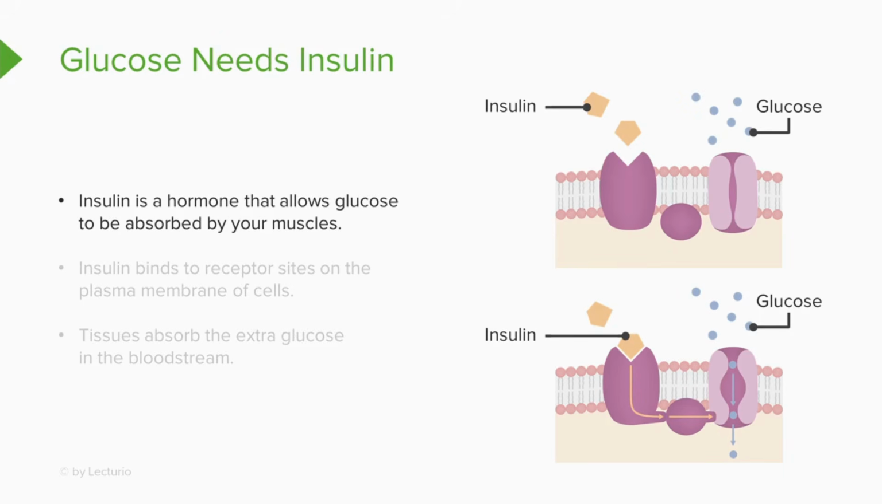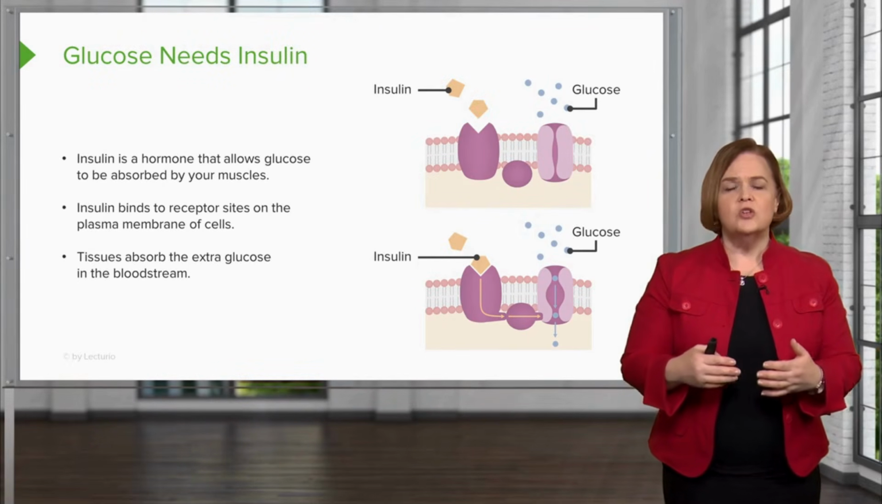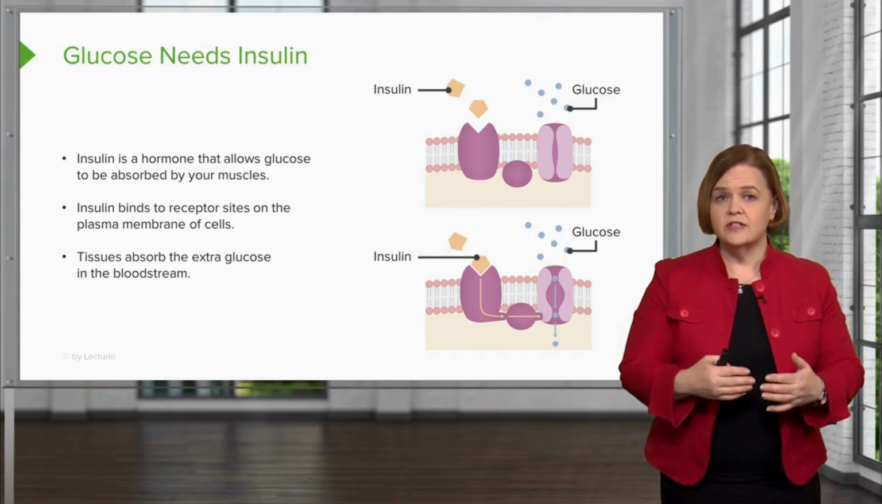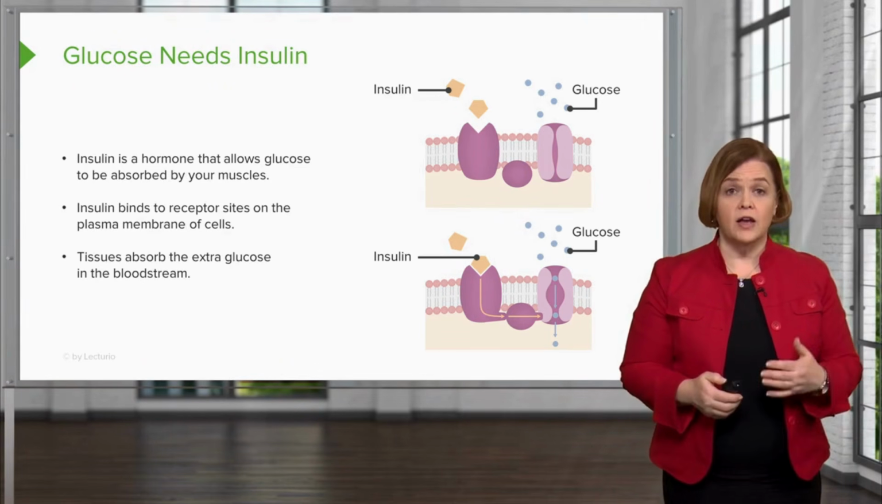When insulin binds to that receptor, it opens up an entryway, and you can see those little blue molecules represent glucose being able to leave the bloodstream and go into the cell. So insulin binds to those receptors, and they're on the plasma membranes of the cell, and tissues can absorb the glucose in the bloodstream. See, that's the problem. If you don't have insulin, you don't have any way to get the glucose from your bloodstream into your cells as an energy source. And that's why a diabetic patient's glucose levels are high.